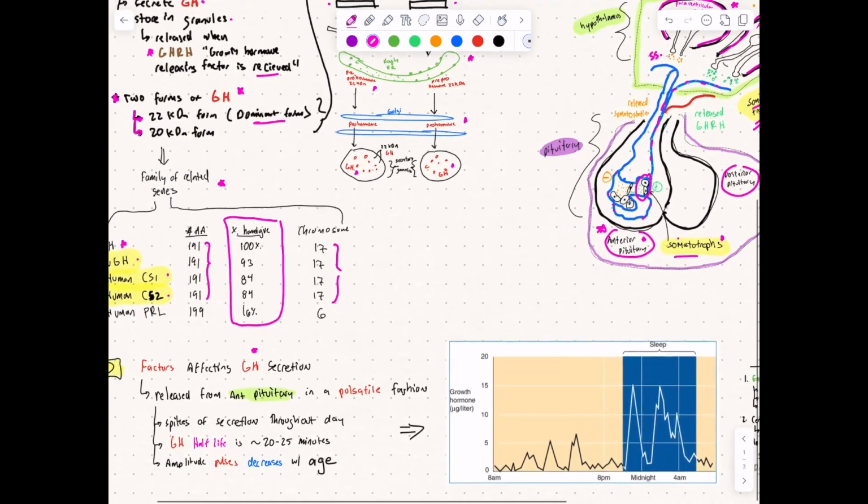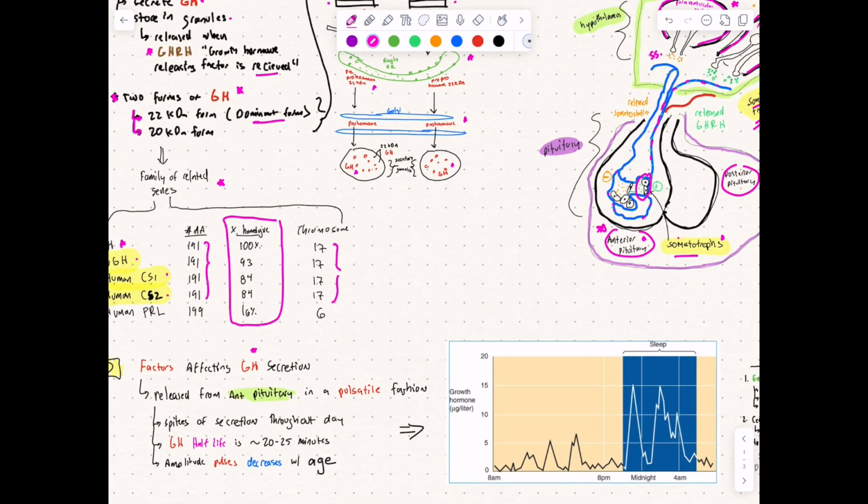similar to our discussion of LH and FSH in the past, growth hormone is going to be released from the pituitary in a pulsatile fashion. And so you have spikes throughout the day. Here we see 8 a.m., 8 p.m., you can see some spikes. But in particular, you see that it spikes during sleep. So overall, sleep is going to be an important factor for the release of growth hormone. So one of the reasons why we say kids need their sleep so they can grow.